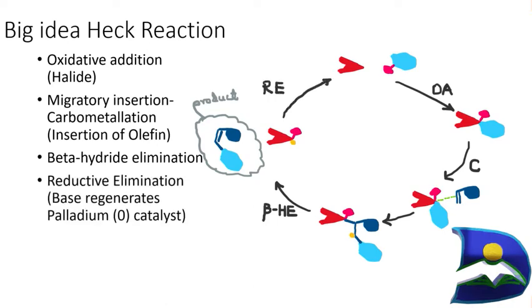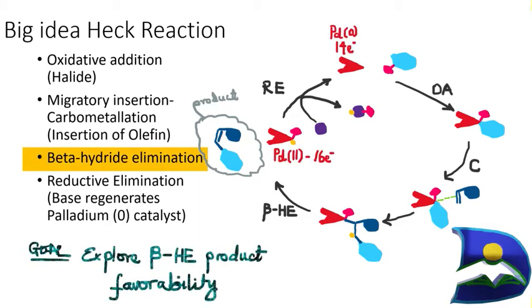And then finally we go into the final step involving reductive elimination, where we regenerate our palladium 0 catalyst that continues in that cycle in the presence of a base. So in this video we're going to explore mainly the beta-hydride elimination and the favorability of the beta-hydride elimination product, and how this is enhanced not only by the right base, but also by how the specific segments of your halide or organic halide or olefin influence the formation of our product.